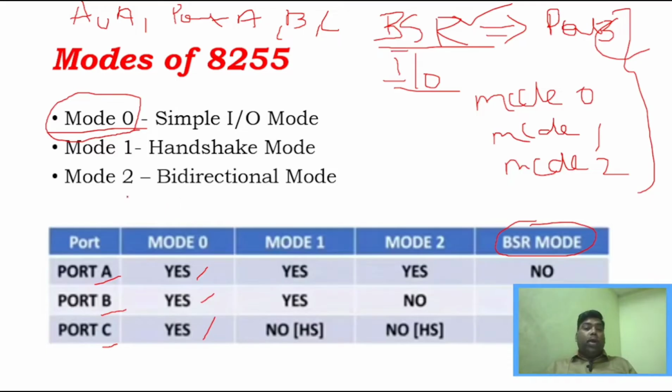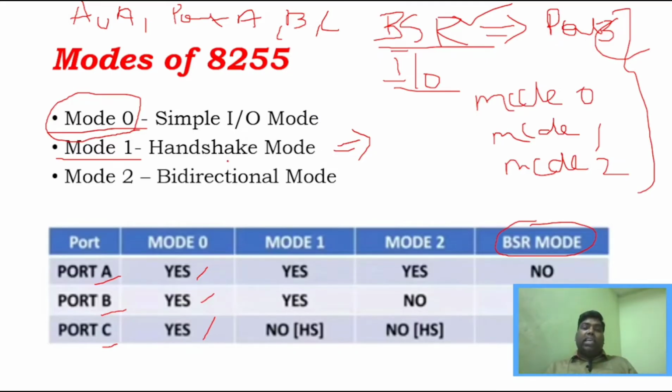Then mode 1 is called handshake mode. Here it supports interface handling capability, whereas in simple IO mode there is no interface handling capability. In handshake mode we have interface handling capability. What is interface handling capability? That is, we are able to do a data transfer between the 8255 and the microprocessor, and this is called handshake mode.